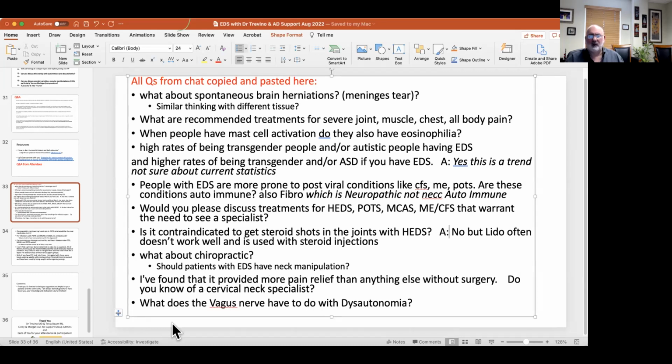I found that it provided more pain relief than anything else without surgery. Do you know of the cervical neck specialist? You found that what provided? I think that was the same person they were referring to.